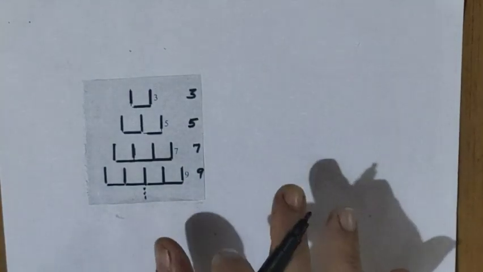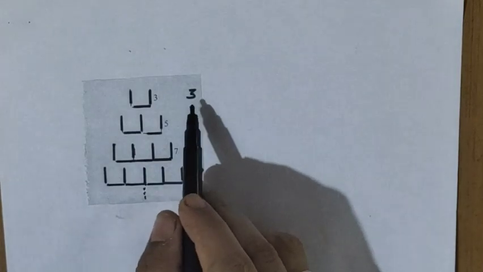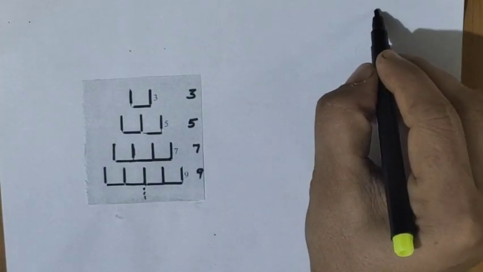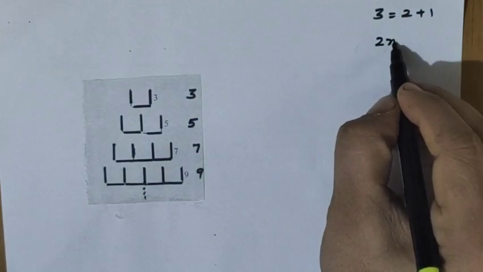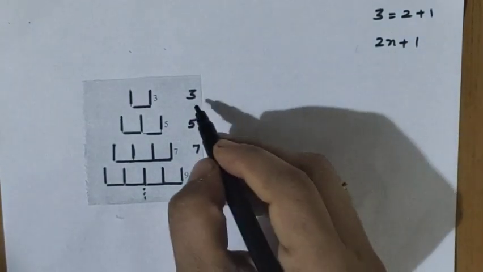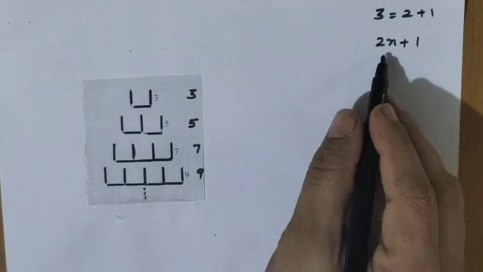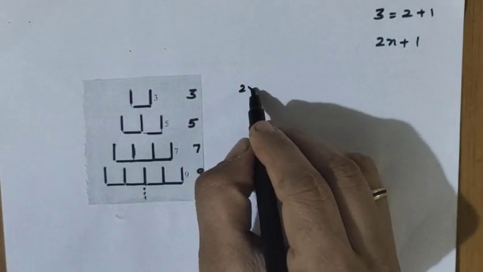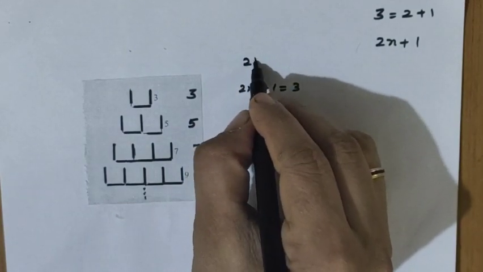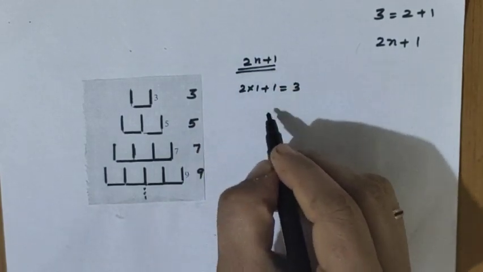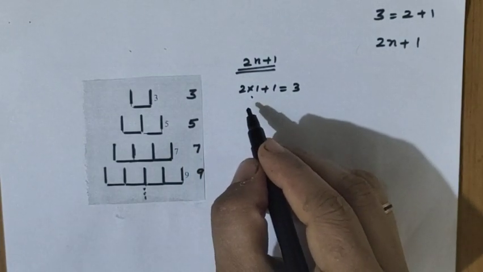Now we should identify a formula, a rule for this one. So 3 we are splitting as 2 plus 1. So we will try the pattern 2n plus 1. Right? So 2n plus 1, n equal to 1, where n is the natural number. So 2 into 1 plus 1 equal to 3. So we are trying which pattern? 2n plus 1, and for the first number, n is replaced by 1.